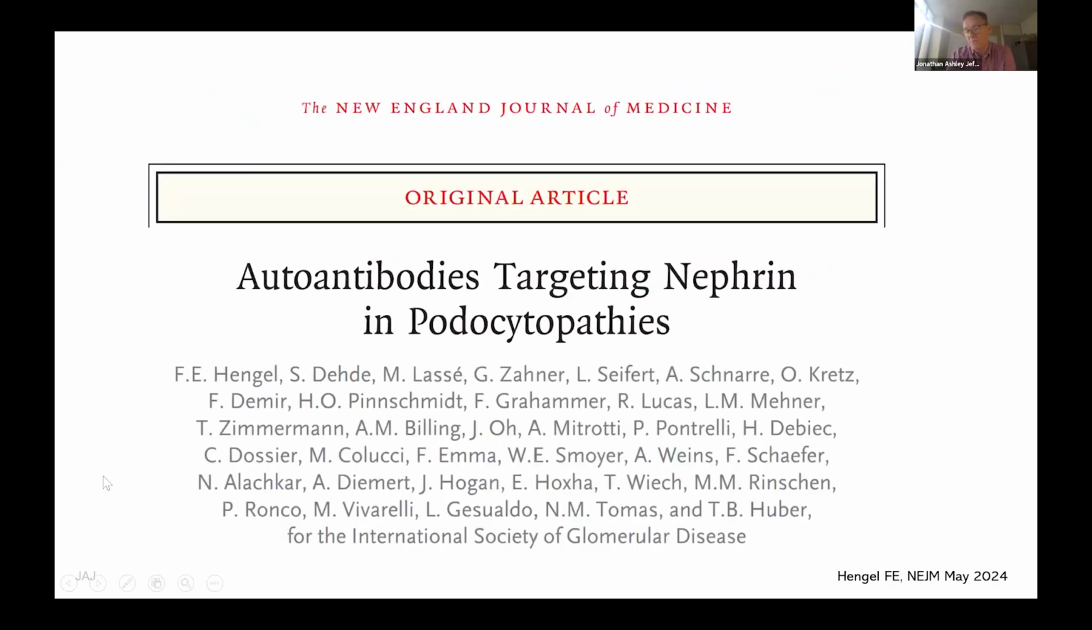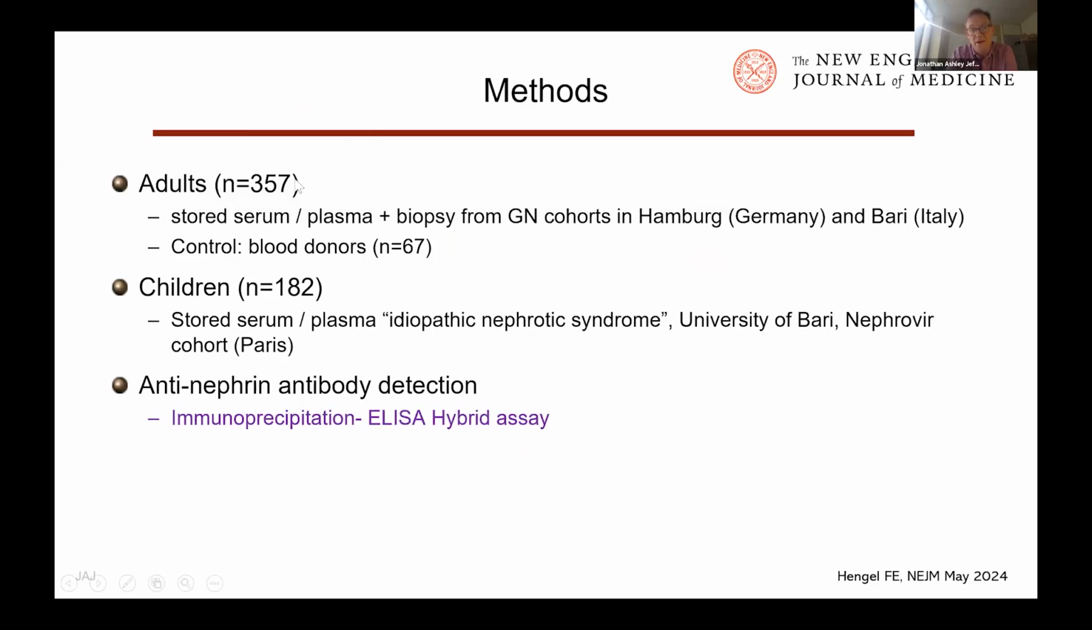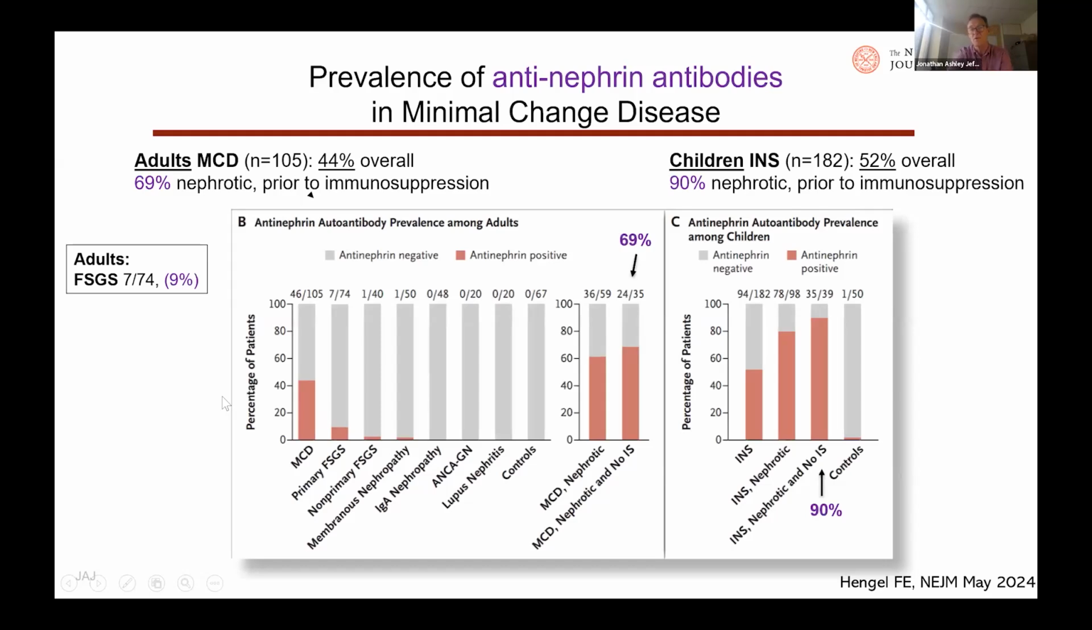A big advance with much bigger numbers was a paper published last year in the New England Journal from the Hamburg group. They looked at 357 adults and 182 children with stored serum, and they measured the anti-nephrin antibody by a different assay. I think this is important: it's a more complex, hybrid assay. They first do an immunoprecipitation step using a column to isolate IgG, and then do an ELISA on this. So this may be a more sensitive form of measuring these anti-nephrin antibodies.